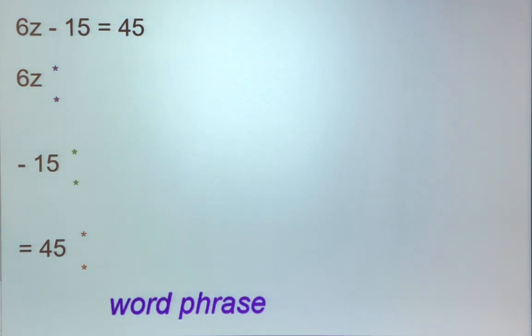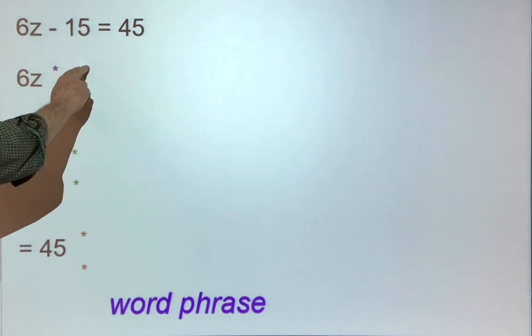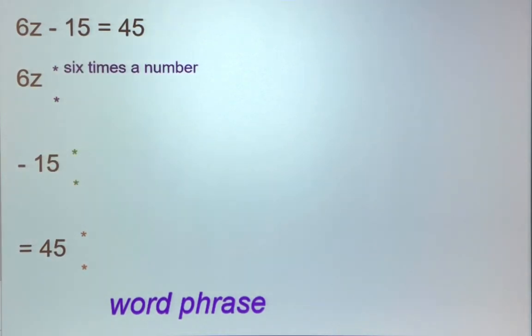Well, let's go the other way now. Let's take a look at this and say, okay, we're given an equation that says 6z minus 15 is equal to 45. Well, let's look at each one of those terms and break it down. 6z, well, that could be 6 times z, it could be the product of 6 and z. There's several different ways we can write it. So we've got 6 times a number, and our number happens to be z, or the product of 6 and a number, because z is our unknown, so it's the unknown number.